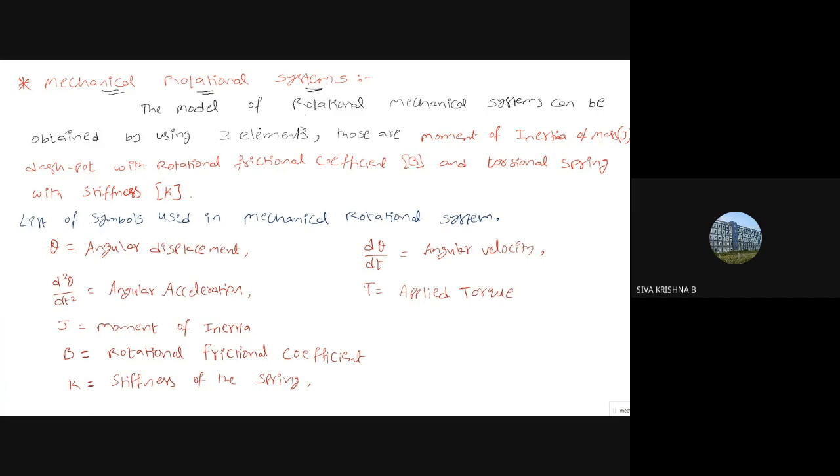So the model of rotational mechanical systems can be obtained by using three elements here. Moment of inertia of mass, that is J. Dashpot with rotational frictional coefficient B. And torsional spring with stiffness K. And here are the symbols we are going to use. Here there is force and here is torque.